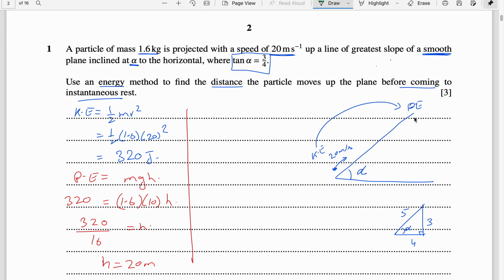So now we know that this vertical height is 20, and the question demands we find the distance the particle moves. So the distance traveled is this, let me say this is x. I can use sine alpha equals perpendicular over hypotenuse, and x equals 20 divided by sine of alpha, where sine alpha is 3 by 5, and you get 100 by 3, approximately equal to 33.3 meters.